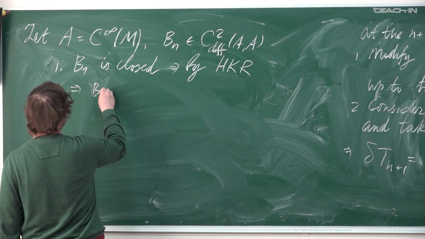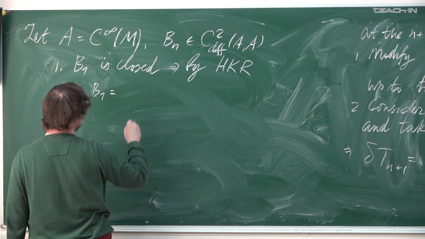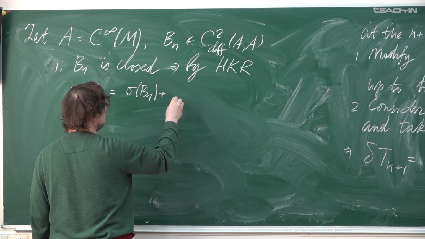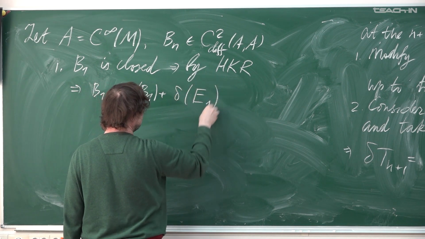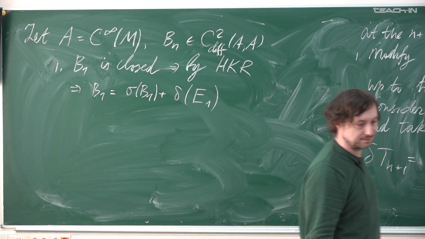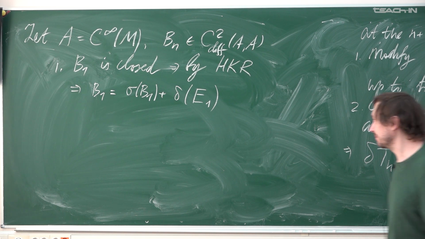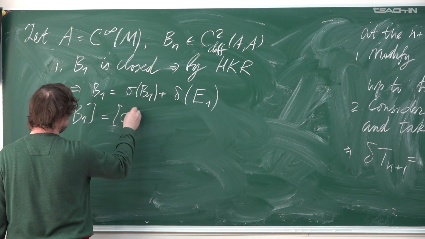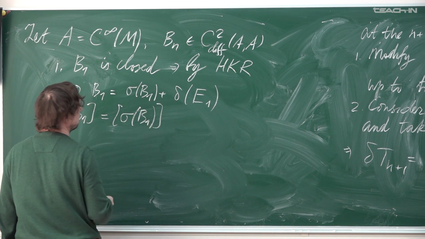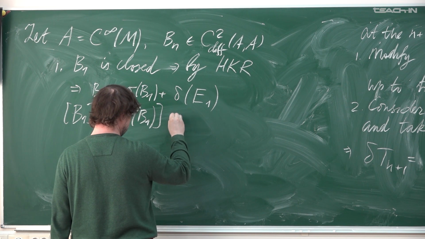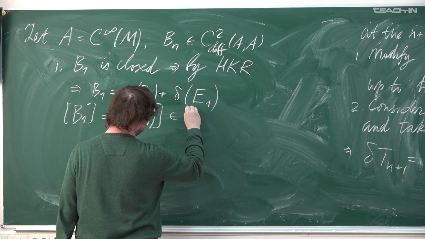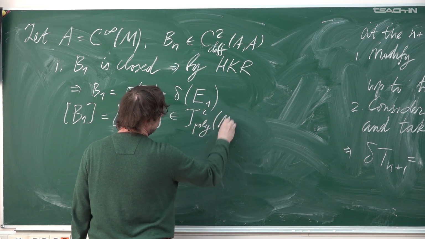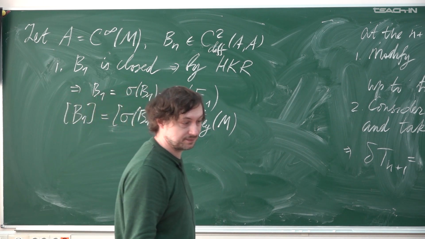And hence, B1 will be equal to the symmetrization of B1 plus delta of a certain element in degree 1. Right? Anti-symmetrization. So the cohomology class of B1 will be equal to the cohomology class of its symmetrization. Right? And it will be an element, by the Hochschild-Kosten-Rosenberg theorem, in the space of bivector fields on M. So it's a bivector field, as we know.